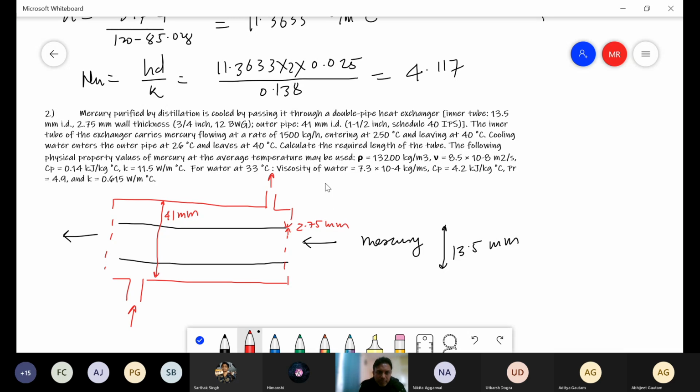Mercury is entering at the rate of 1500 kg per hour, and temperature, let's say T1, is 250 degrees Celsius. Here T2 is 40 degrees Celsius, correct. Again the water is entering here. Cooling water enters the pipe at 26 degrees Celsius. So this is TC1 and this is TC2.